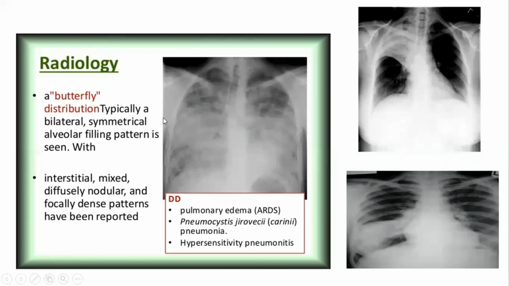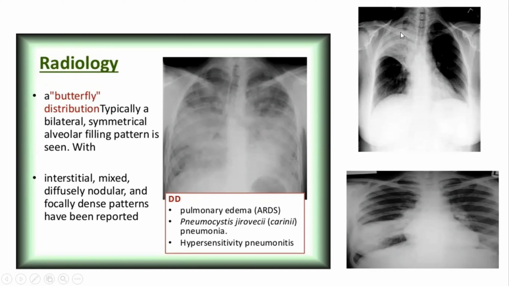A butterfly-shaped distribution, typically a bilateral and symmetric alveolar filling pattern, is seen. So in both lungs, there is a more white appearance in a butterfly-shaped distribution. Interstitial or mixed or diffusely nodular and focally dense patterns have been reported. If this appearance is seen on X-ray, then the differential diagnosis is ARDS, Pneumocystis jirovecii, coronavirus pneumonia, and hypersensitivity pneumonitis.